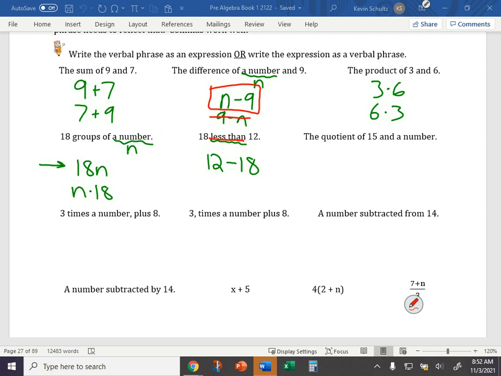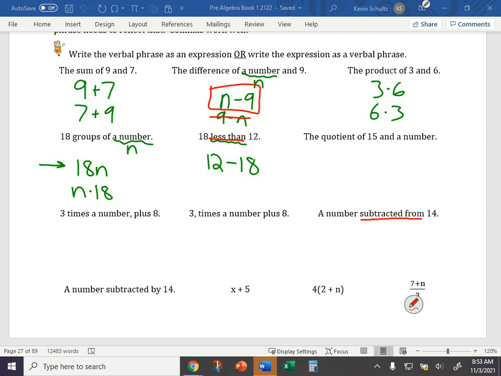Which other one on this page is going to have the order reversed? There's one more that's going to have the order reversed. Good. Your other red flag is this one here, and it's because of that phrase, subtracted from. That word from, subtracted from, means the order it's presented is going to be flipped.